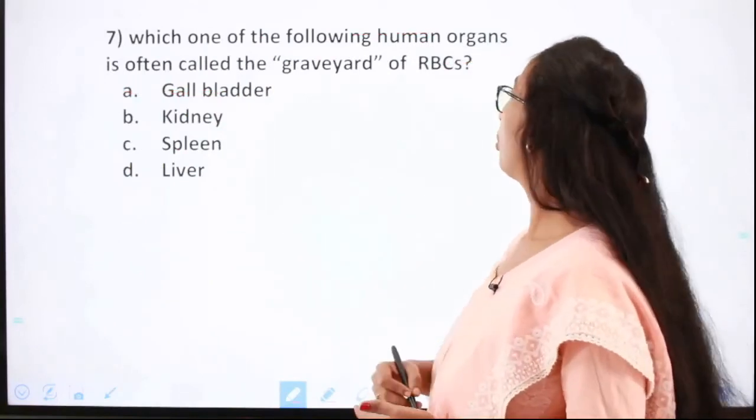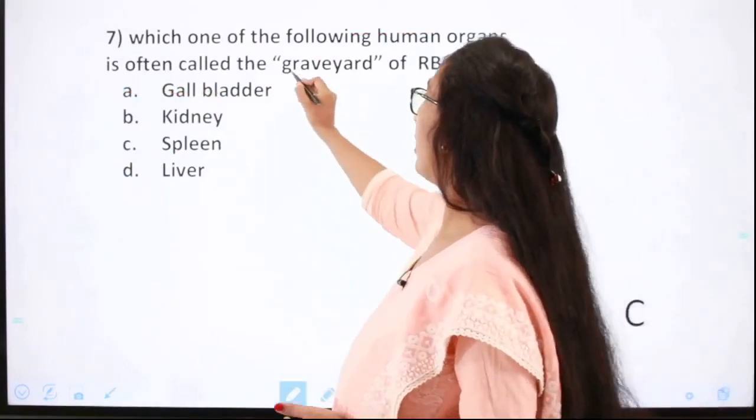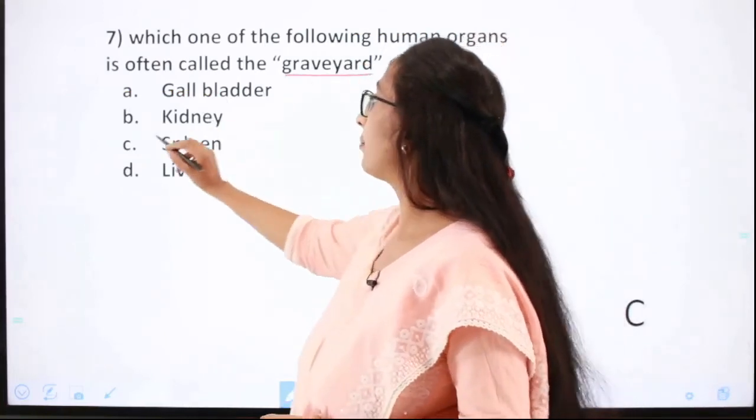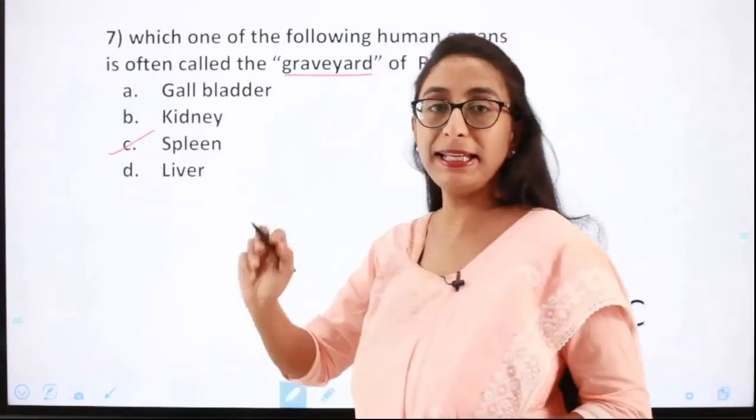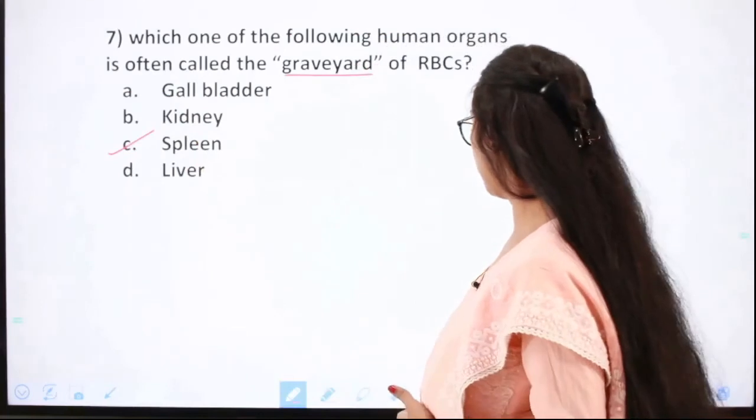Which of the following human organs is called the graveyard of RBCs? Destruction of the RBCs happens in the spleen. So C is the right answer.